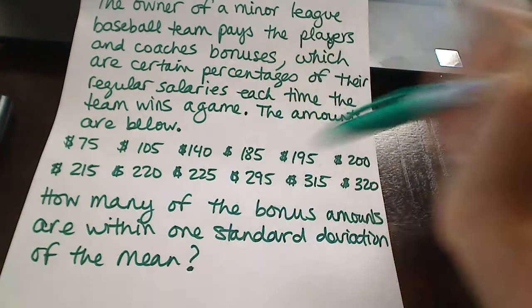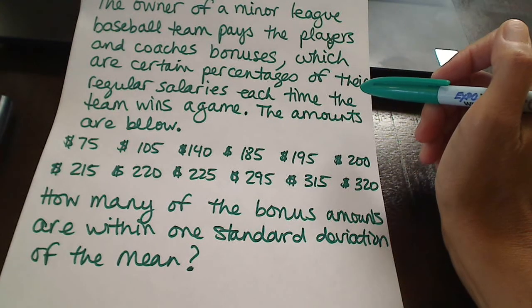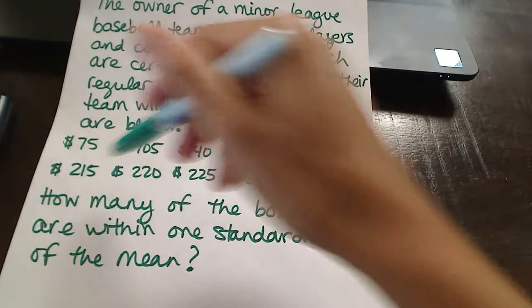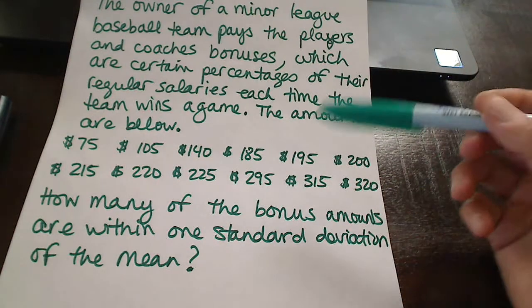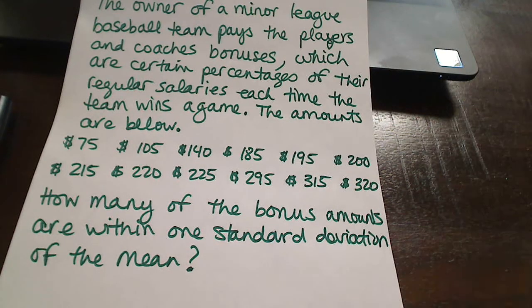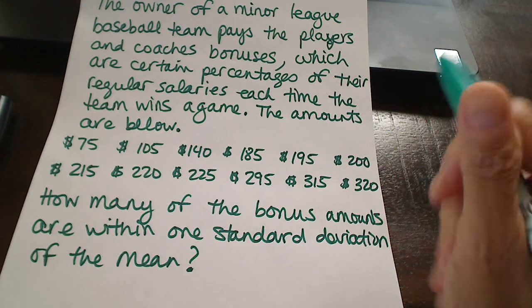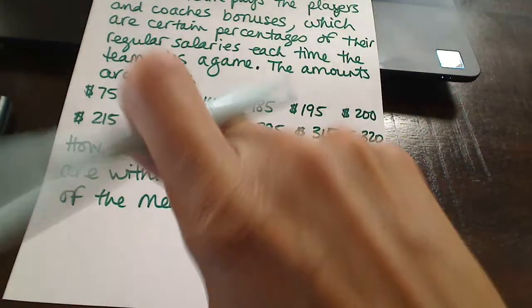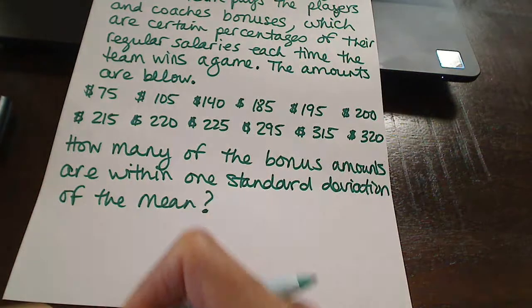And the question is, how many of the bonus amounts are within one standard deviation of the mean? Okay, so to answer this, what we're going to have to do is find the standard deviation of these numbers and then determine how many of them fall within one standard deviation of the mean. Okay, so the first thing we need to do is just find the mean. And so finding the mean is just doing the average.